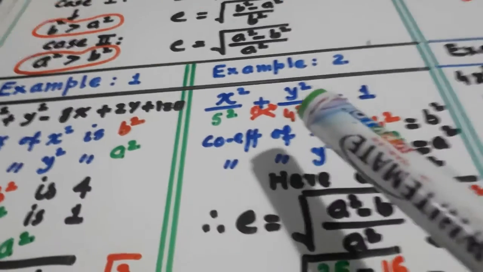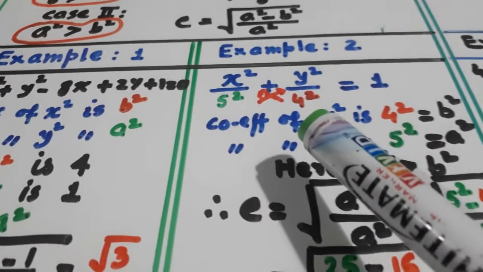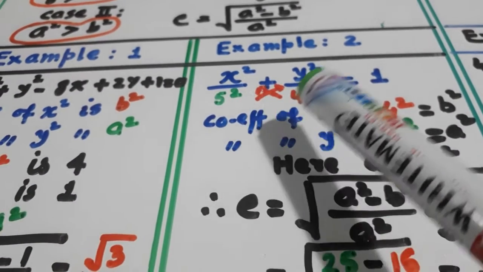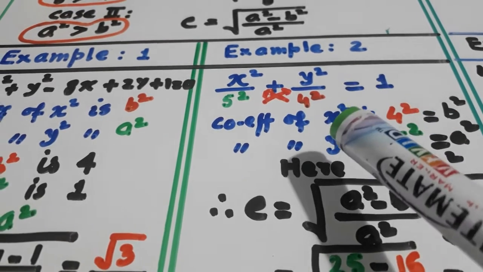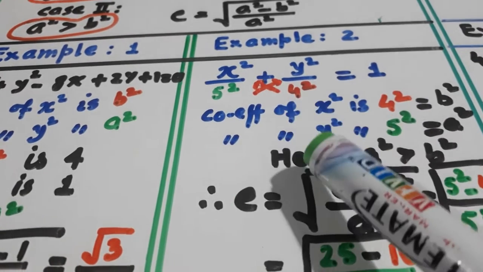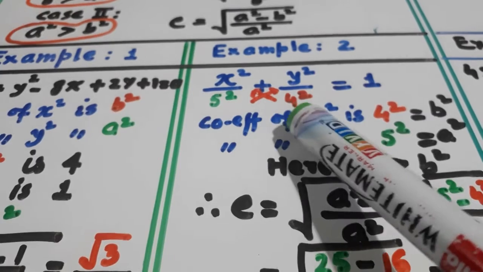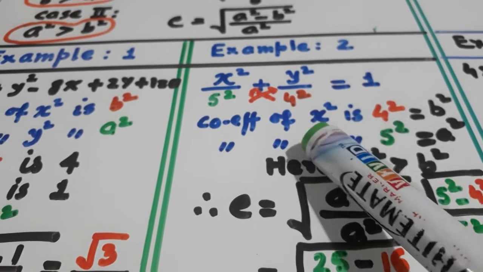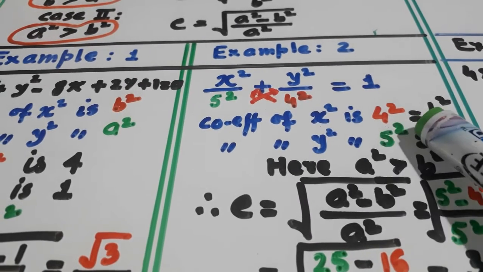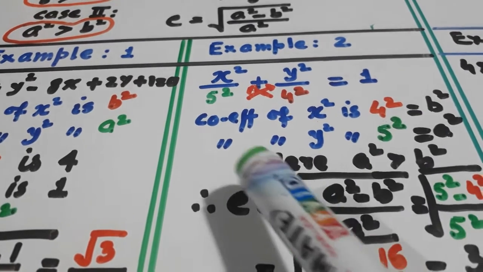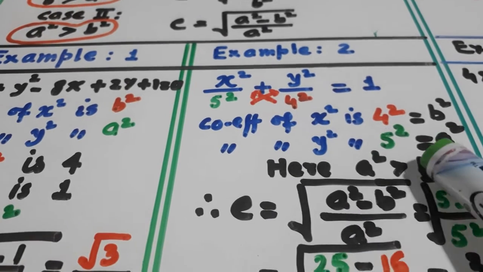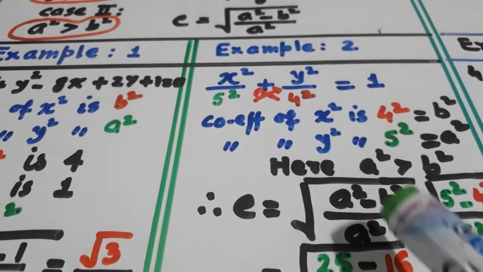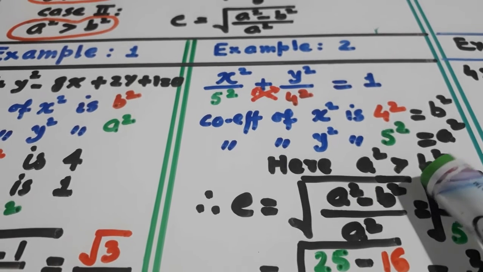Let us go to this second example. X square over 5 square plus y square over 4 square is equal to 1. Now cross multiply. Coefficient of x square will be 4 square. So coefficient of x square is 4 square. That is b square. And coefficient of y square is 5 square. That is a square. In this case, a square is greater than b square.